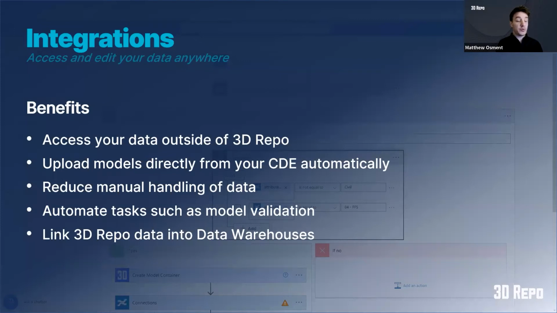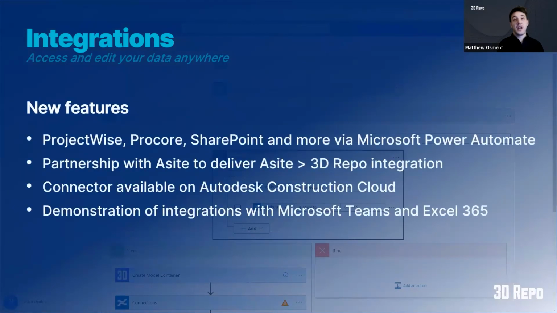You could start to push models into 3D Repo automatically from your CDE. So no more double handling of that information. And then you can link all the data that's in 3D Repo through to data warehouses. We're seeing a lot of customers doing this now, they're setting up these cross-project data warehouses that they want to pull all the information from projects in, especially with the Building Safety Bill coming up. You want to have that store of data for your projects that is uneditable, doesn't require a software license, and you know where it's going to be in 10 years' time. So with our integrations, we allow you to do that and pull that data from 3D Repo.